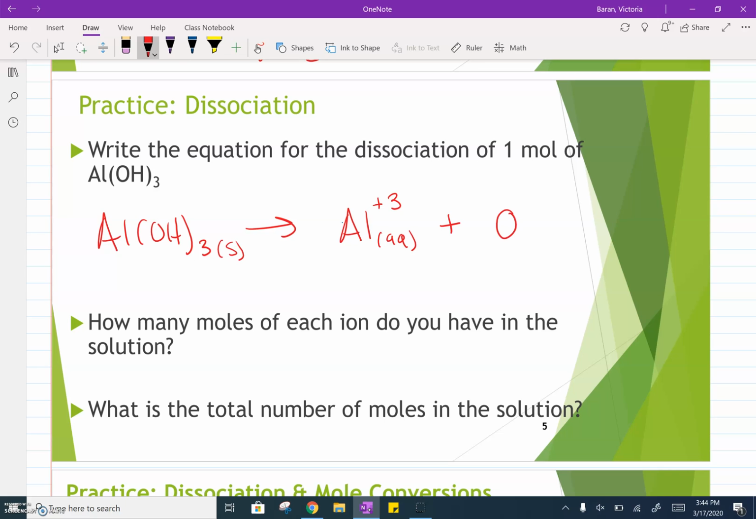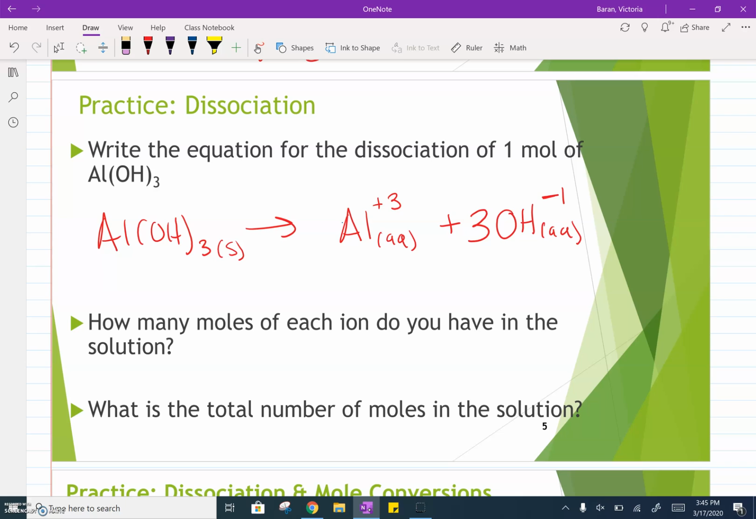Plus, we have OH, which is hydroxide. This is also another polyatomic ion. Something like this you would find on the back of your periodic table. And that has a charge of -1. This is also aqueous. And notice that we have 3 on this side. So I have to put a 3 in the front here. Again, going back to balancing chemical equations, this is how we're going to balance them.